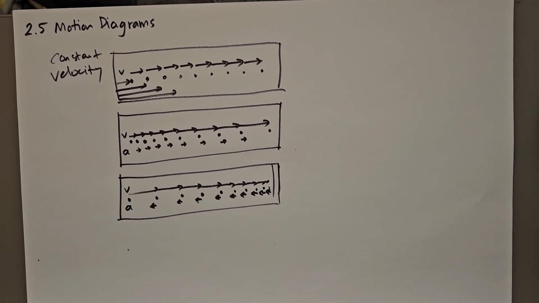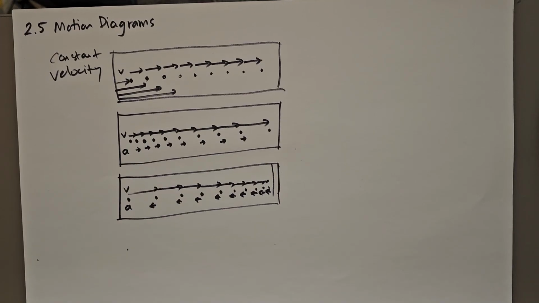And statement C, true or false? A particle with constant acceleration can never stop and stay stopped, right? So it could stop, but it won't stay stopped. Right? That's what it's saying.